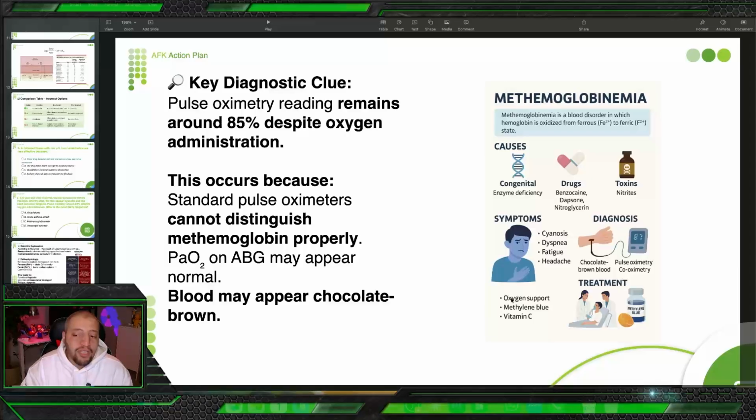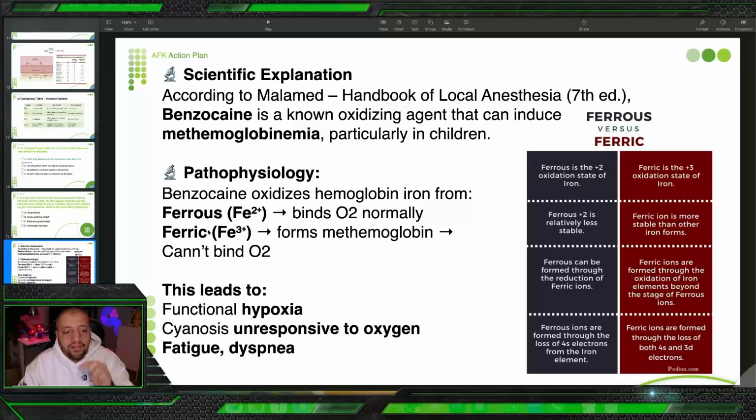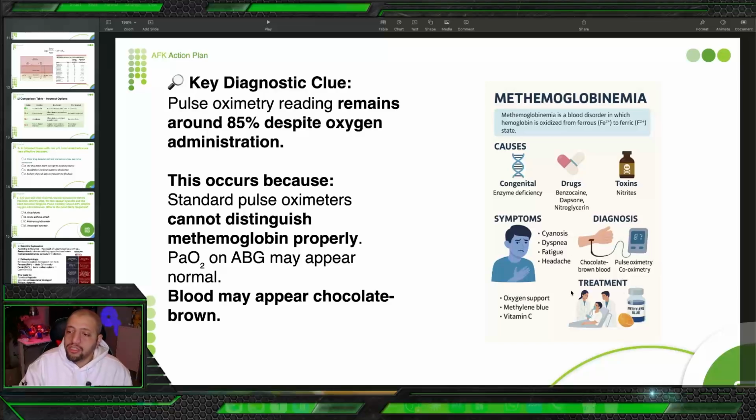The treatment is not IV oxygen support only. It is going to be IV methylene blue, because methylene blue going inside your bloodstream is going to reduce this ferric to ferrous. It converts this Fe+3 to Fe+2, which binds to oxygen normally. And for sure, I'm going to give him oxygen to reverse the hypoxia happening for the patient.